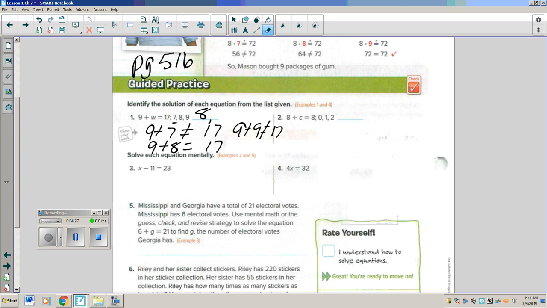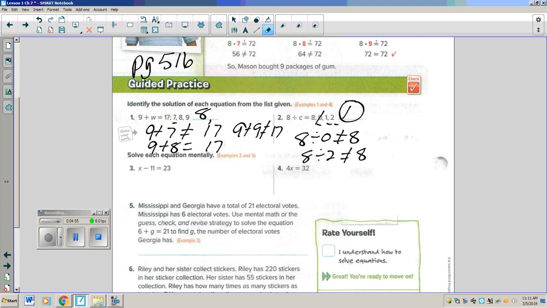Number 2 is division. You're going to divide 3 times with these numbers. So 8 divided by 0 does not equal 8. Cross that one out. 8 divided by 1 does equal 8. 8 divided by 2 equals 4. So once again, the only number you write is 1.